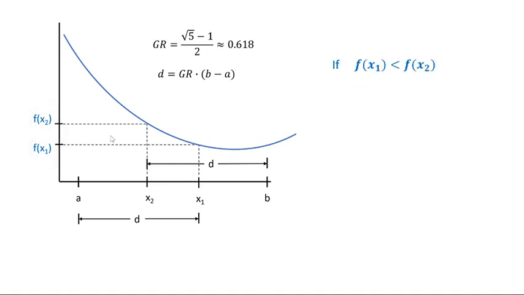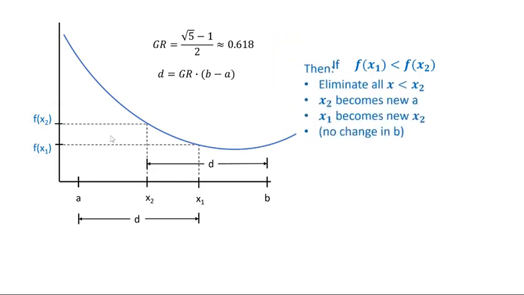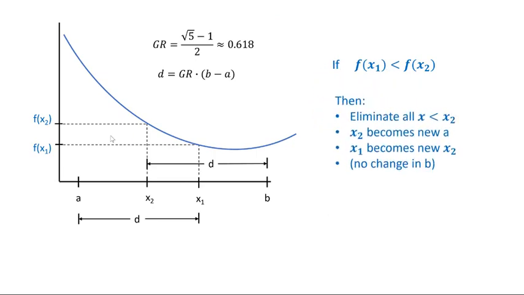If f of x1 is less than f of x2, as shown in this diagram, then that means that we're going to eliminate everything to the left of x2. So we're just going to cross all that out. Similar to bisection where you're eliminating a lot of your interval. Now in this case, we're not quite eliminating 50% as we did in bisection method. We're eliminating about 38%, which is 1 minus the golden ratio. So if this happens, then x2 becomes the new a.